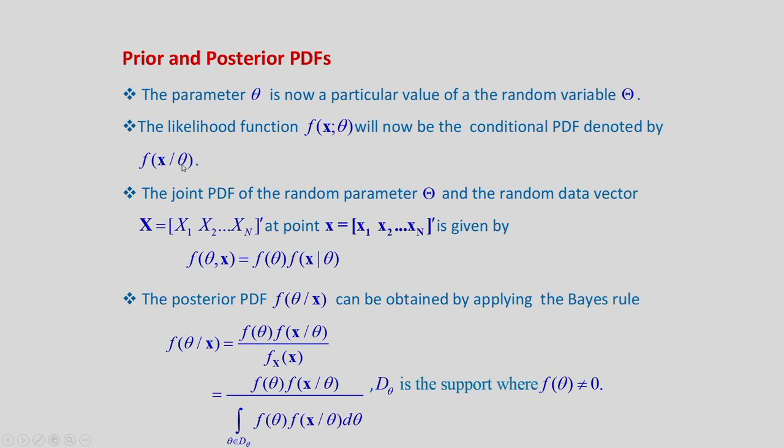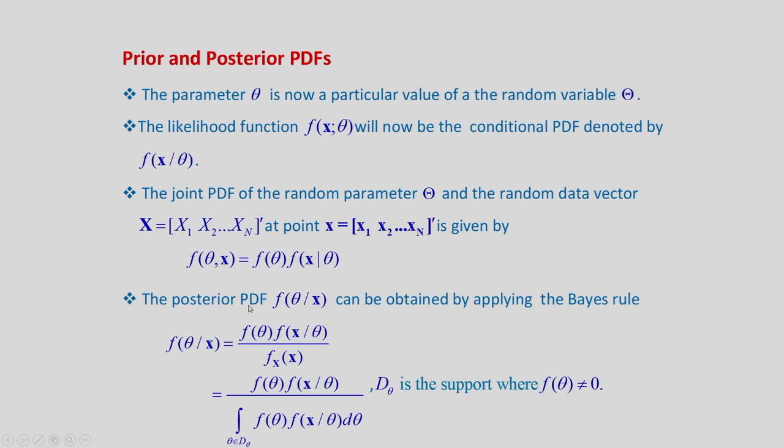f of x given theta. The joint PDF of the random variable theta and the random data vector x, at a point small x vector, that is x 1, x 2 up to x n transpose, is given by this expression. This is the expression for the joint PDF. f of theta and x is equal to f theta multiplied by f of x given theta.